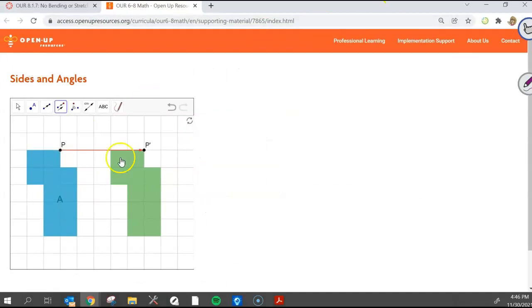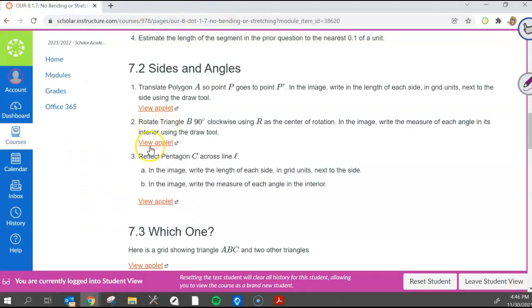Returning to the applet, this is the same applet as before. That's just for our translation. That's for our last problem. So I'm going to close out of that tab. And now here's our rotate triangle applet. So let's click on that one.